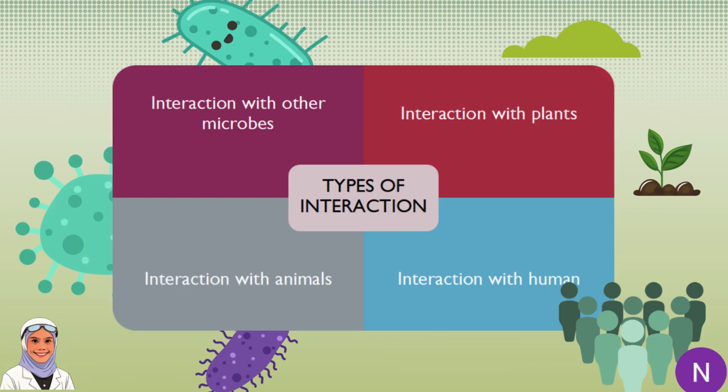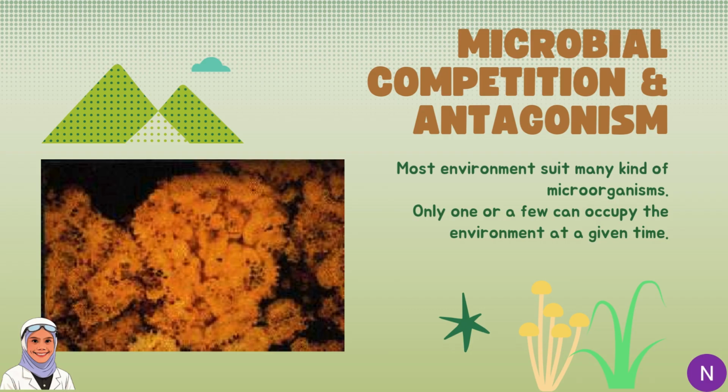So we're talking about these two, the microorganisms earlier as well as the ecosystem. We know that there are various types of interactions. It is either interactions between microbes and other microbes, interactions with plants, interactions with animals, or interactions with humans.